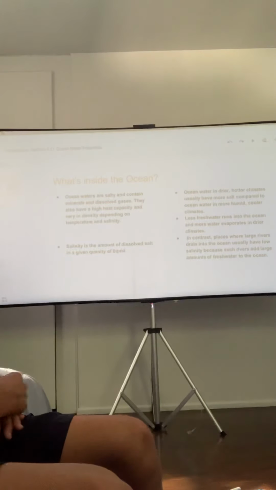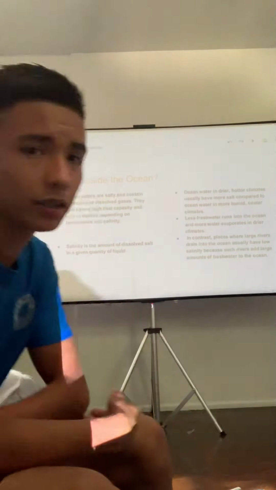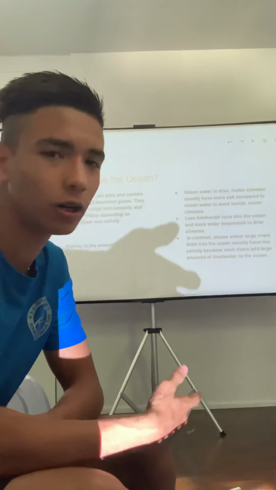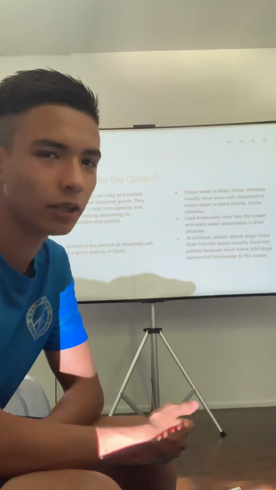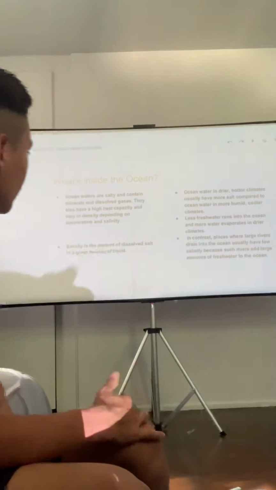So for the next one, I'm going to explain what salinity is. Salinity is the amount of dissolved salt in a given quantity of liquid. So this is just the amount of salt inside of a liquid. The ocean is filled with a lot of salt. So that's kind of what salinity is.